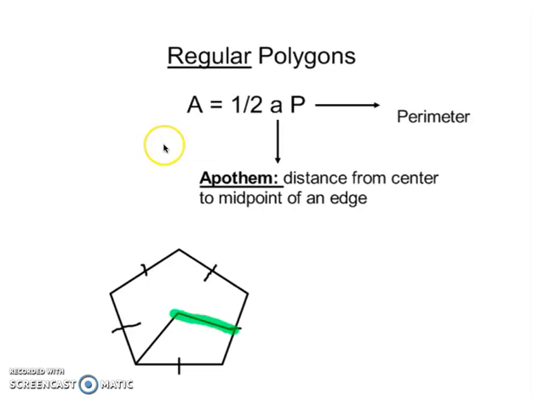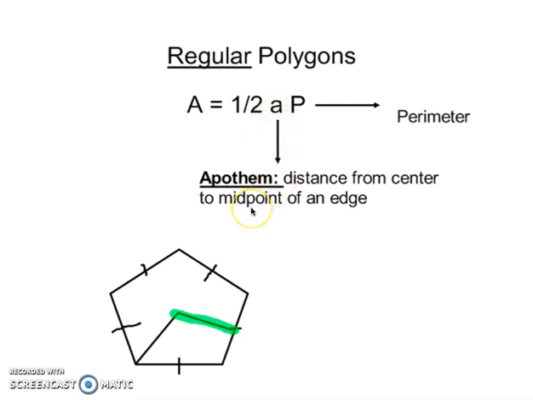This is the video on area of regular polygons. I underlined regular because if you remember back in Geometry A, we decided that in order to be regular, all the sides had to be congruent, and all the angles on the inside had to be congruent. That's important to remember.